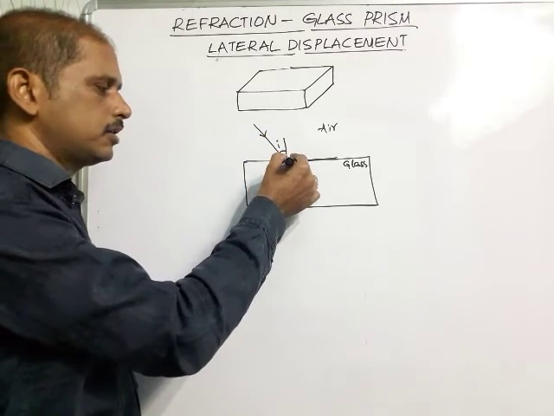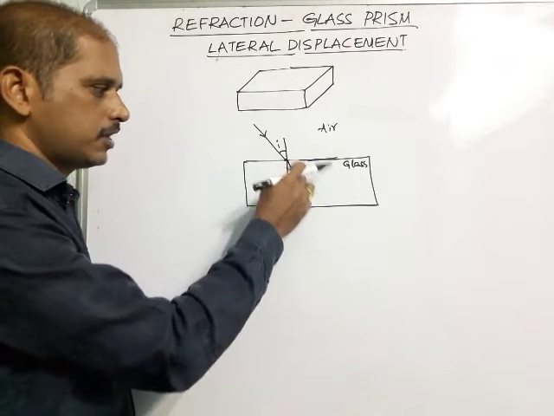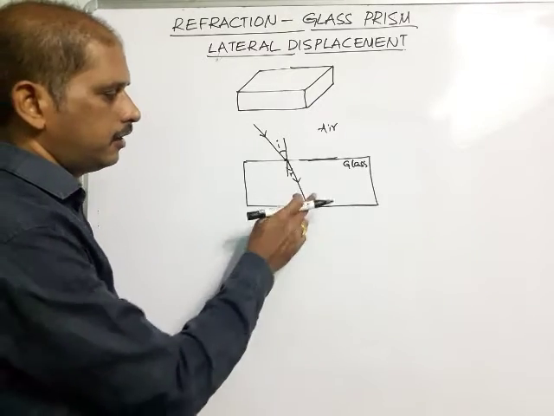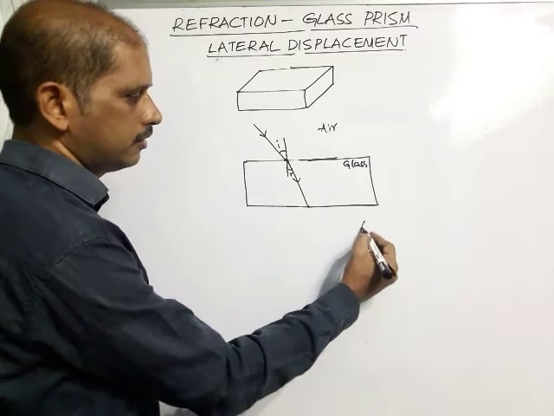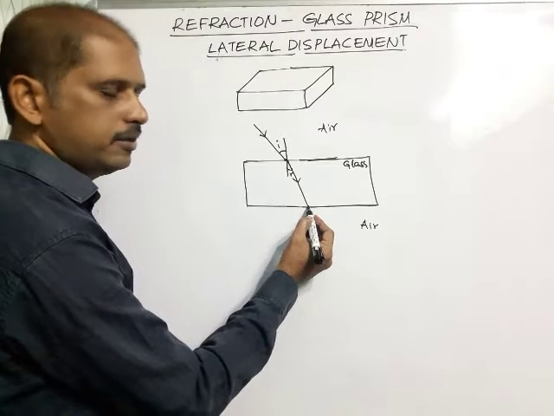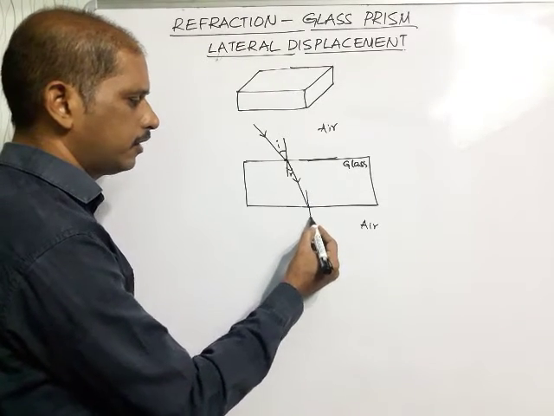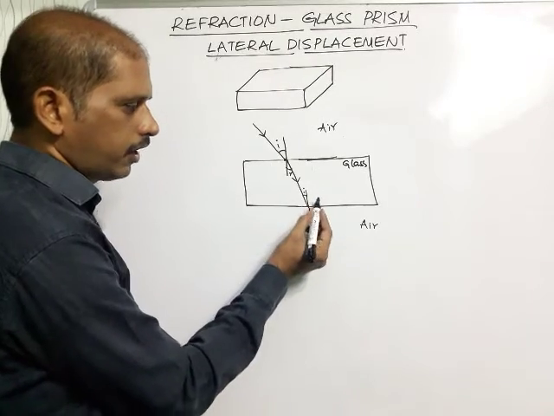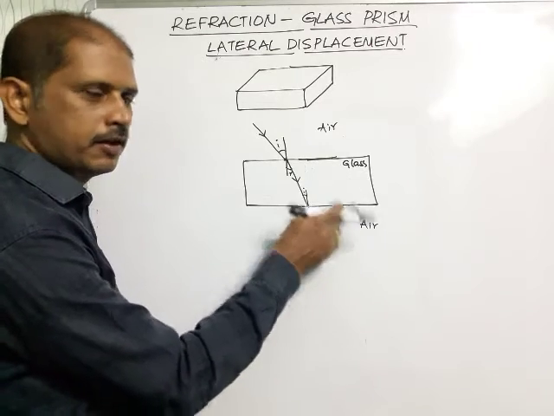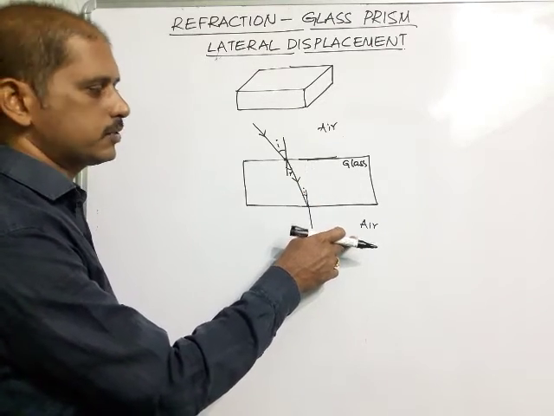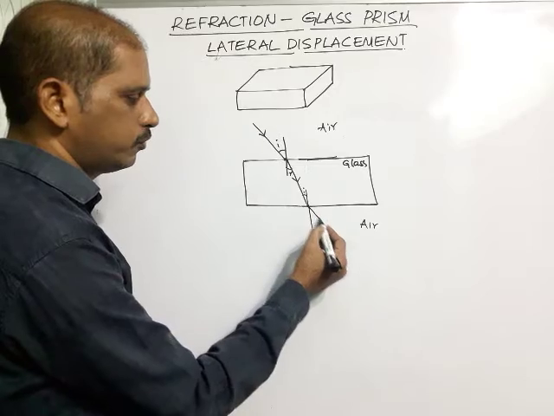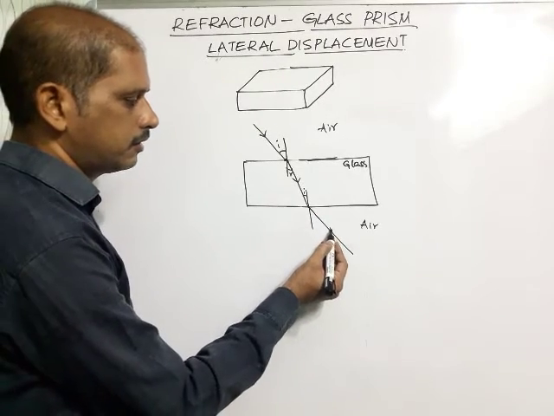Again, inside the glass slab, it travels in a straight line. Why? Because in the same medium, light travels in a straight line. But when it comes here the medium changes again. This is glass, this side it is air. So when it enters here, it bends again. If you draw a normal here, this is the angle of incidence. When light enters from glass to air, that is, denser medium to rarer medium, velocity increases. So when velocity increases, it moves away from the normal, like this.